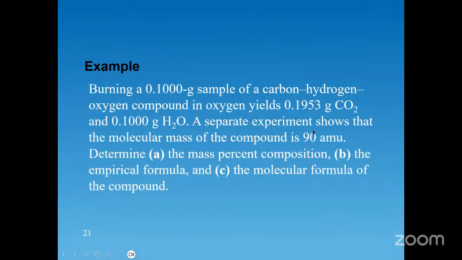Okay, so this example right here is a typical combustion analysis problem. So this question says, burning a 0.1000 gram sample of a carbon, hydrogen, and oxygen compound in oxygen yields 0.1953 grams of carbon dioxide and 0.1000 grams of water. And then it says a separate experiment shows that the molecular mass of the compound is 90 AMU. So the first question is asking for you to determine the mass percent composition. The B part is asking for the empirical formula. And the C part is asking for the molecular formula.